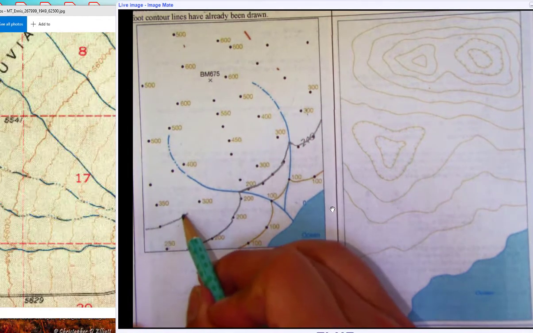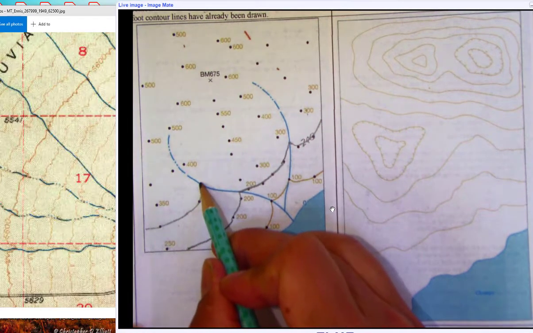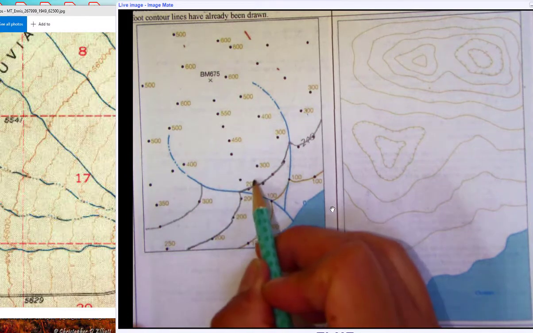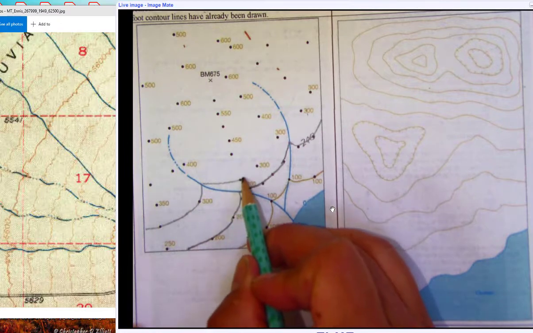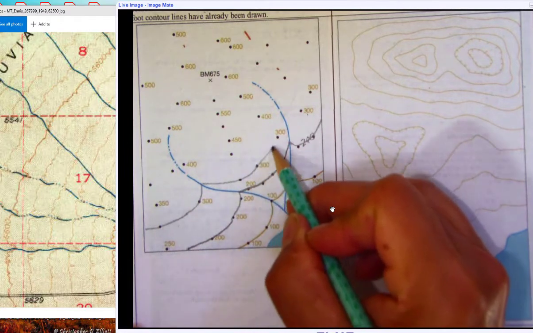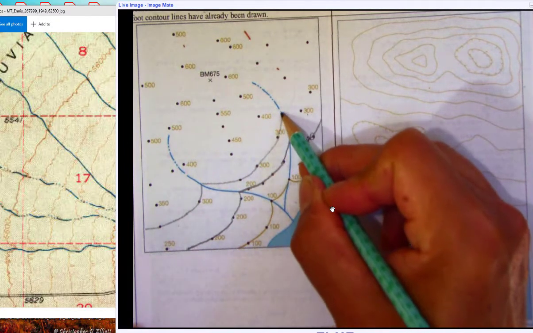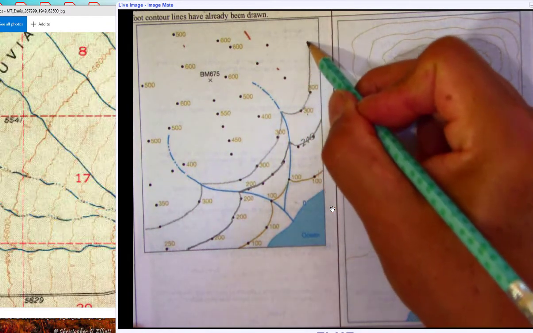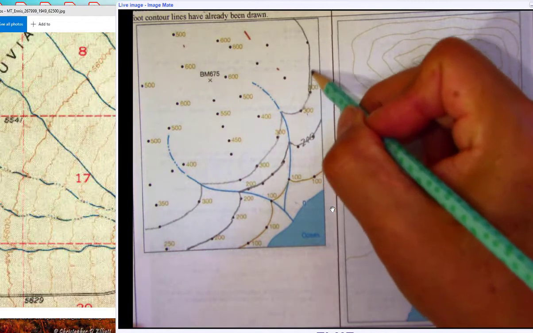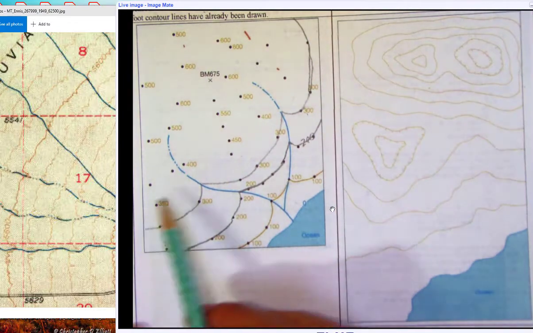I'm going to loop around here. I'm going to do a little rule of V here. If that's 300, that's probably 300 right there as well. Go through that 300, hit this 300, do another rule of V, and then going off this way, it looks like it's looping off the page here a little bit, something like that. And so keep working your way up.